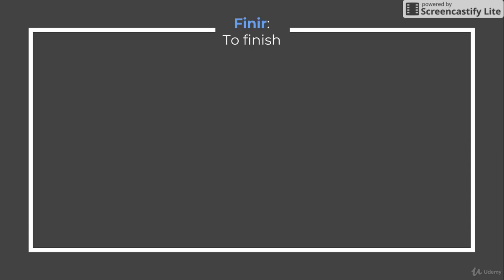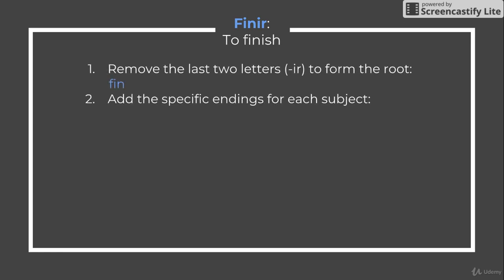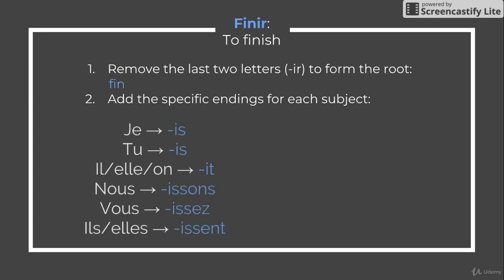Finir means to finish, and like all regular IR verbs, it ends with the letters IR. There are some verbs that end with IR but are not conjugated regularly, but we will cover those in a later video. So to conjugate an IR verb, you have to follow the same steps as an ER verb, but there are different endings. Using finir, the stem is fin after you remove the IR. The endings are is, is, it, issons, issez, and issent.